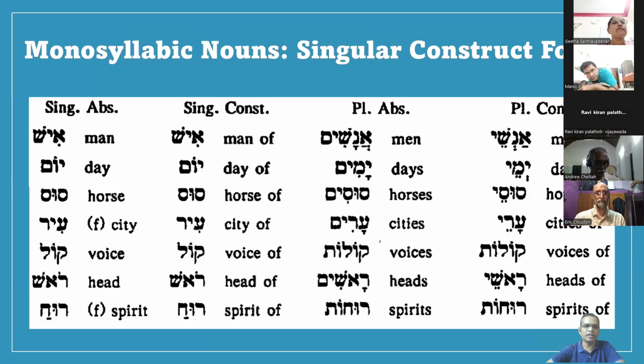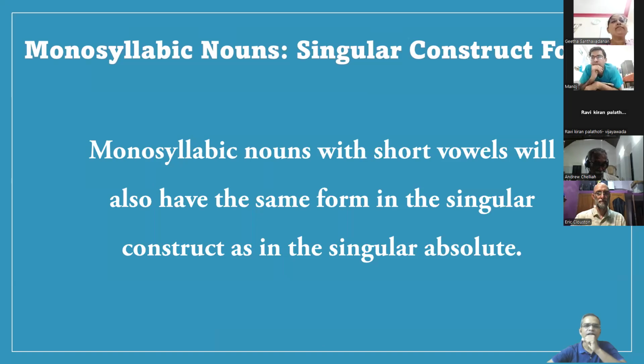Ish, yom, sus, ear, kol, rosh, ruach. Ish is man, absolute, and then when it is placed in the construct state, it is ish, man of. Additionally, plural forms are also given, which I have also listed out in the notes in order to compare.